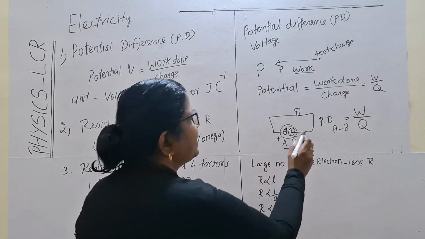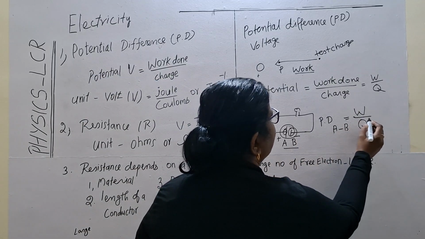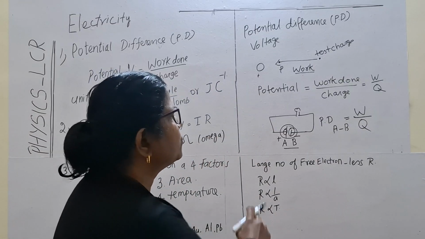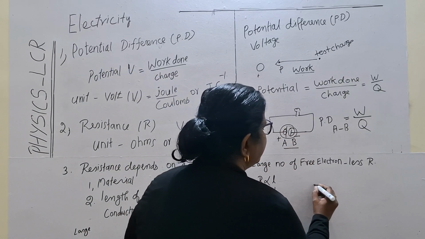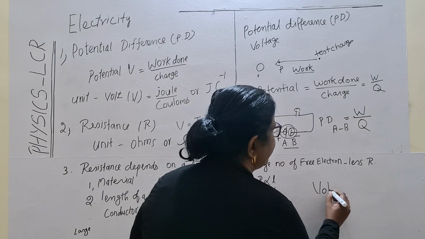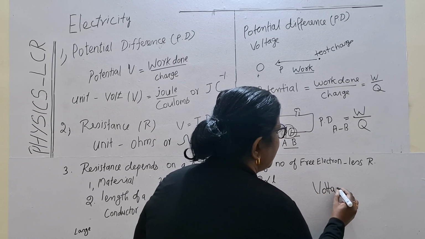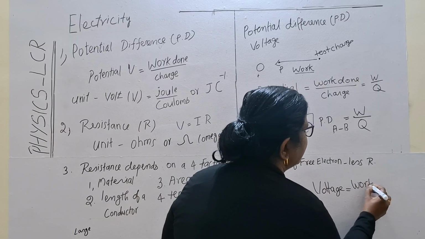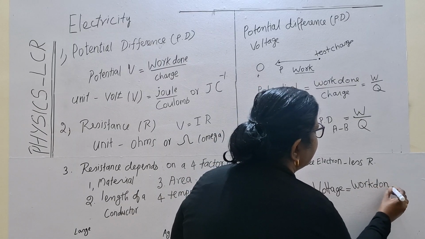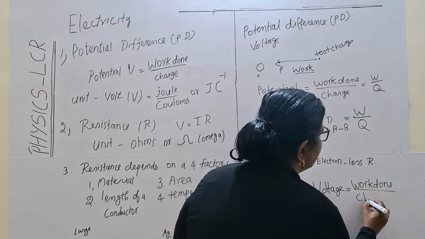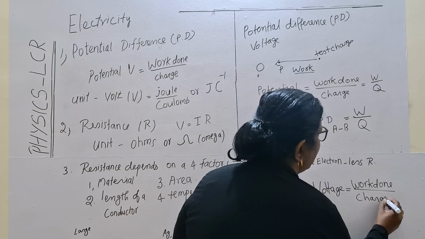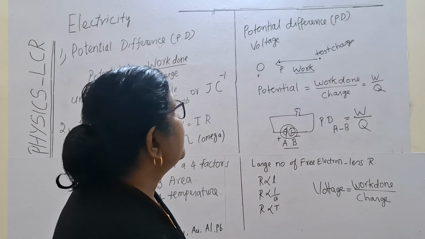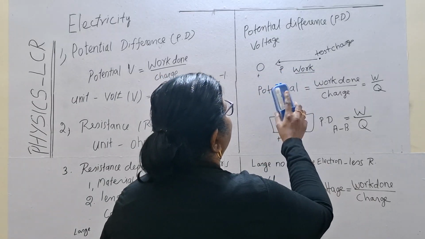Potential difference is equal to work done by charge. We can also say voltage is equal to work done by charge.